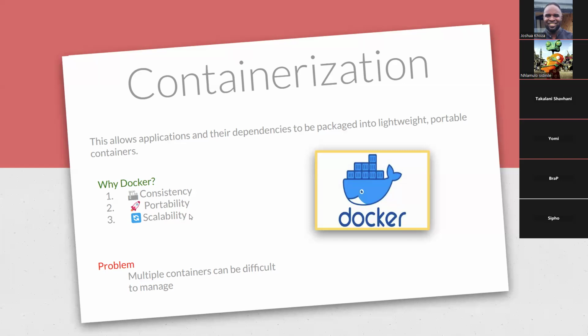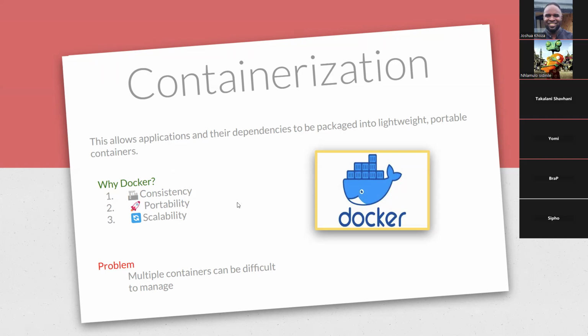Let's say it's a specific system: if there is more traffic coming in, your containers can scale up so they can handle the traffic, and if there is less traffic, they can scale down. So these are some of the reasons why we use Docker.